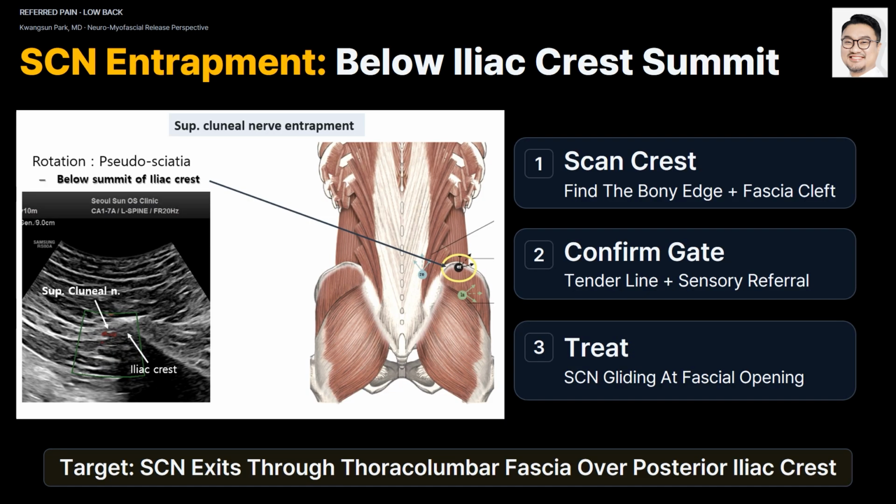In practice, I scan the iliac crest and find the bony edge with the fascial cleft. Then I confirm the gate by local tenderness and sensory referral. Treatment is directed to the SCN gliding interface, just below the summit of the iliac crest.